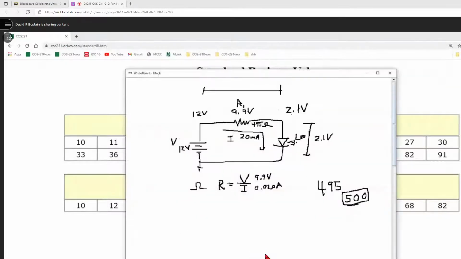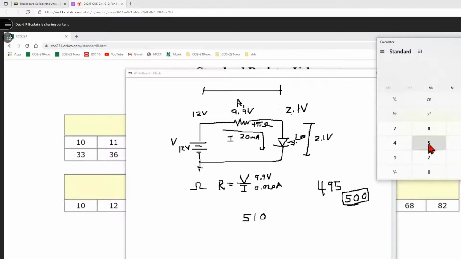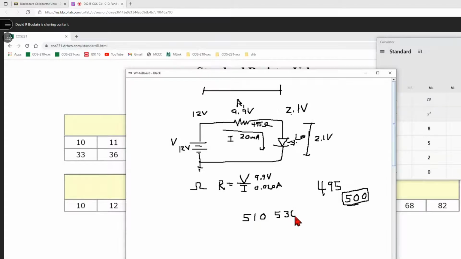So we're going to say 510 is the resistor we're going to buy. But it could be 5% high or it could be 5% low. So we need to figure out what 5% of 510 is. So we can go 510 times 0.05. And that's 26. So 510 plus 26 would be 536. And 510 minus 26 is equal to 484.